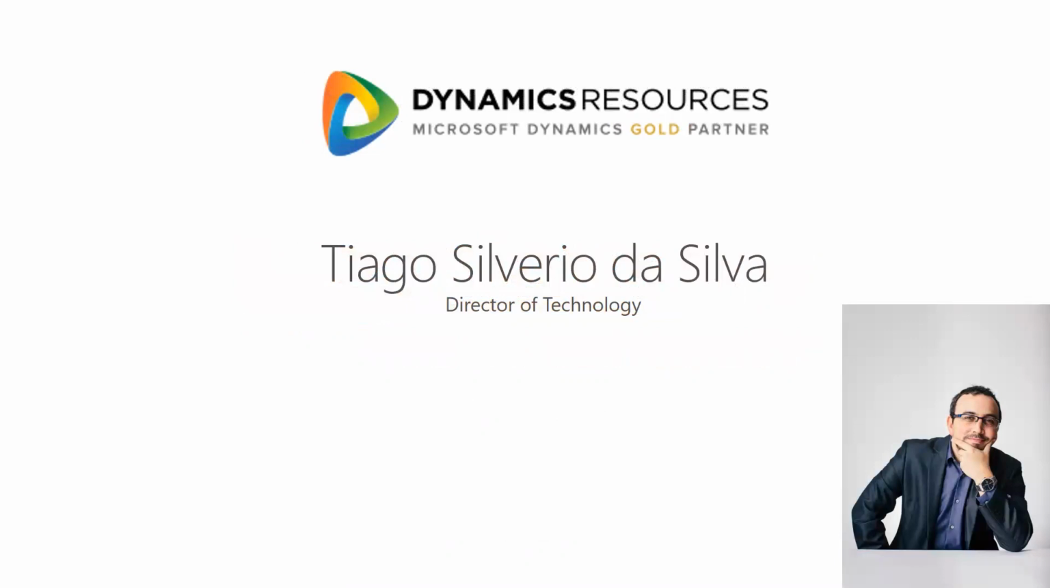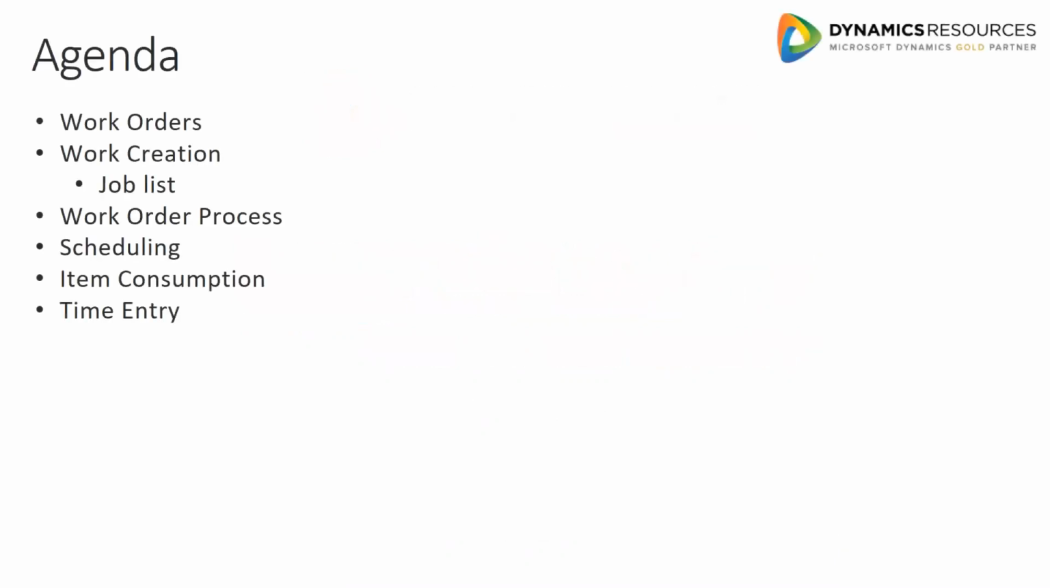In the agenda, we are going to talk overall about work orders, how we create them, how we assign a job list to them, a little bit about the different steps inside the work order, how to do scheduling of that work order, and also how to do the item consumption and post the hours associated to that work order. Now let's move really quickly to Dynamics 365.